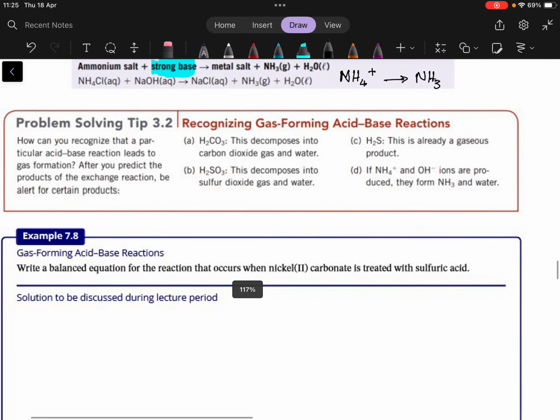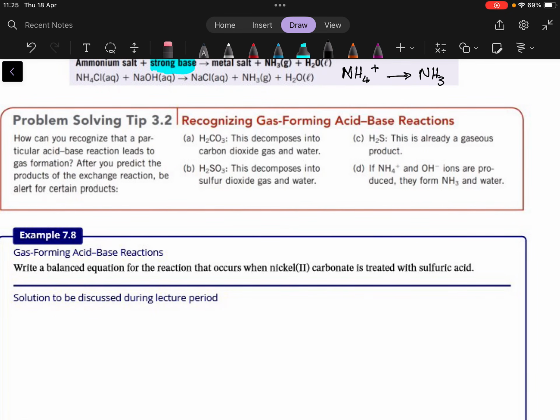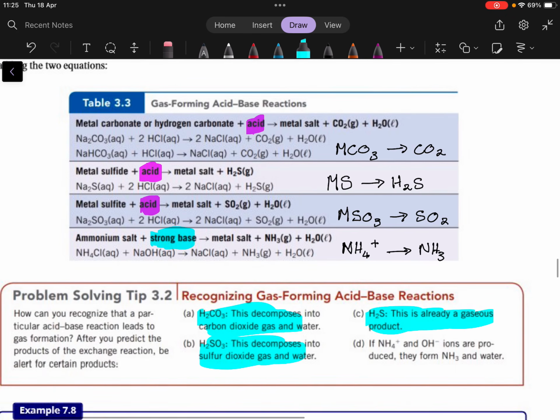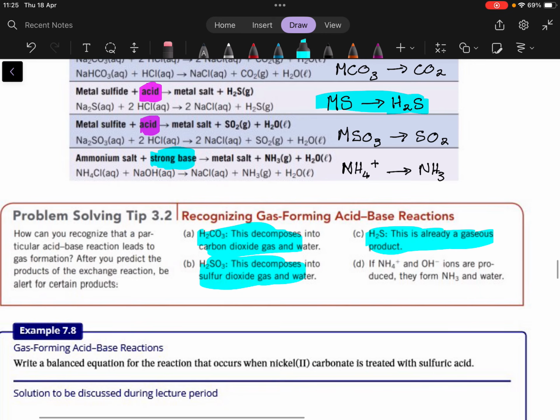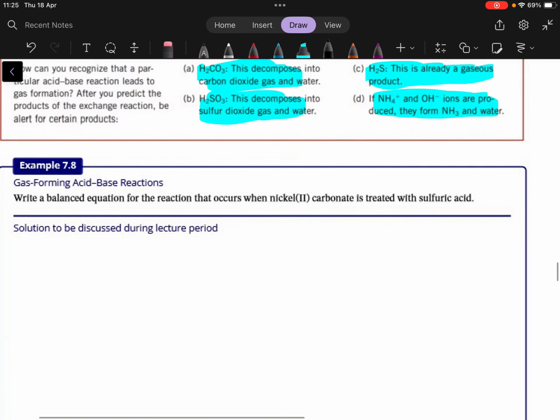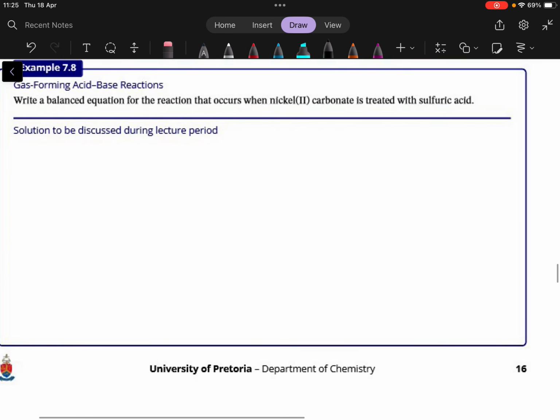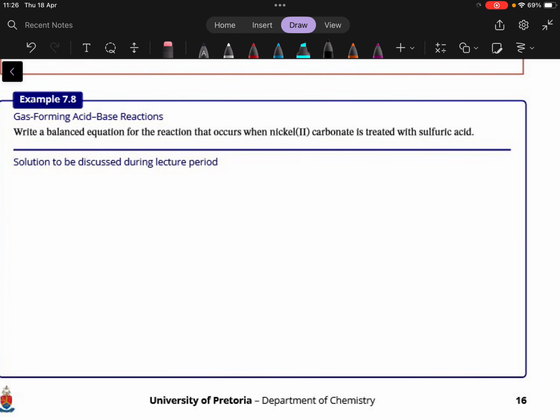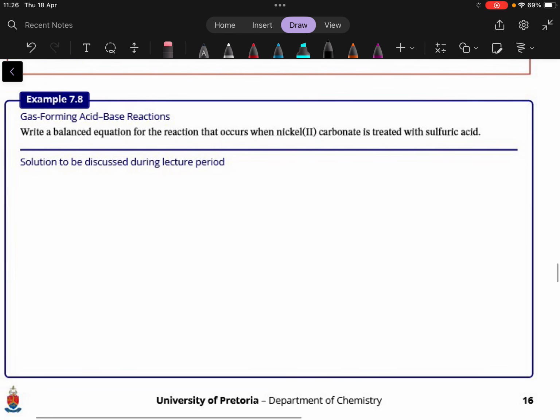Okay, so you can see how you can recognize these reactions. You're looking for something where this intermediate will form, and immediately that is a gas. In this case, it's already a gas, so you don't have to worry about that. And then something where you have that kind of situation. So just look for those and then you should be fine. All right, so let's look at a gas-forming reaction.